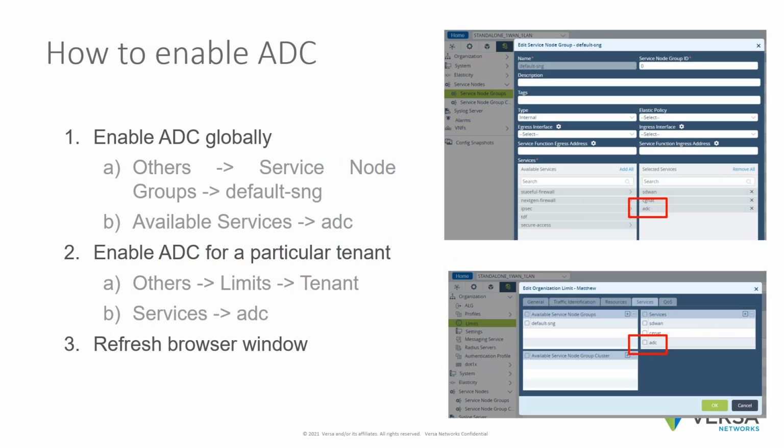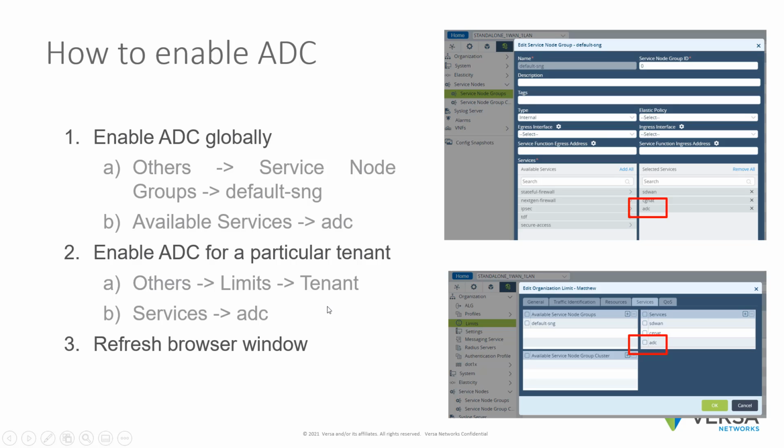So first of all, you need to enable application delivery controller. For this, you would need to go in the others service node groups, add the ADC service to be available on your VOS device. This will only enable it globally and will allow us to enable it for a certain tenant.